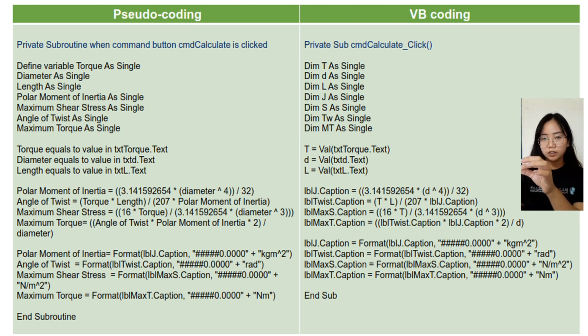plus the RAD. And for the LBL max S, which is the maximum shear stress, the format will be format bracket label max S dot caption, the answer, and add with N over M power of 2. And for the last one, maximum torque will be the format bracket label max T dot caption, the answer, and we add Nm. End of it.